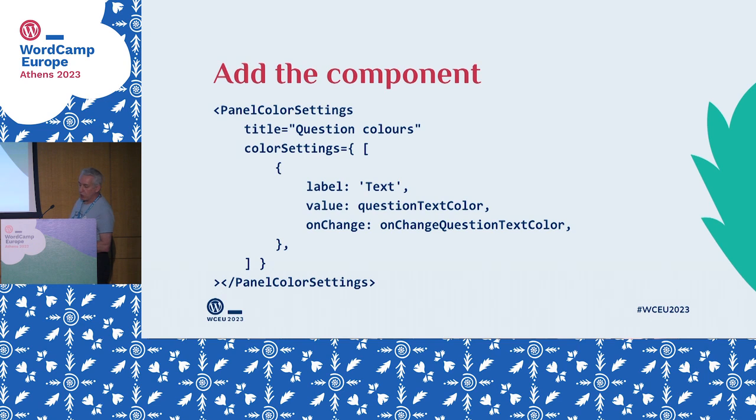Okay, and then we add that component into our JSX. Put it immediately below your panel body. So you've got your closing panel body tag, put panel color settings immediately below that. Now there's two things to note here. A value, so we're going to need an attribute called question text color, and once again we need an onChange function.